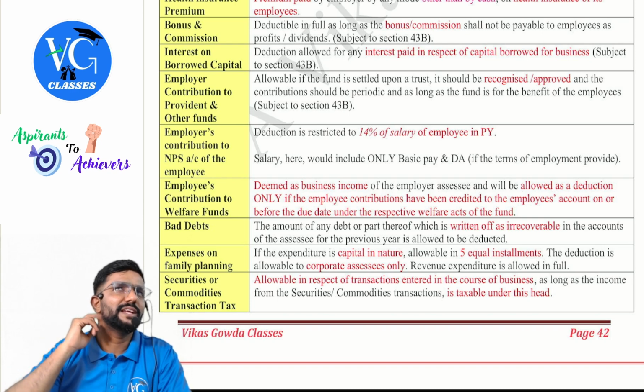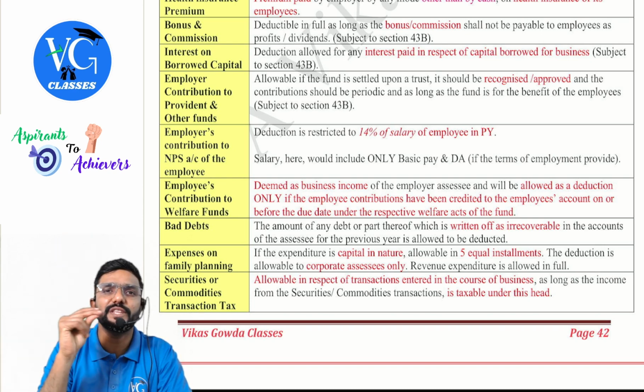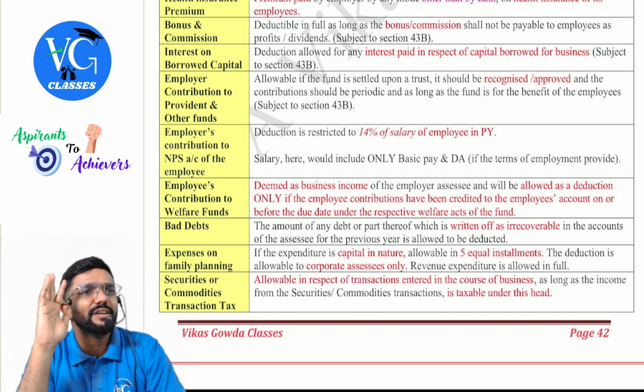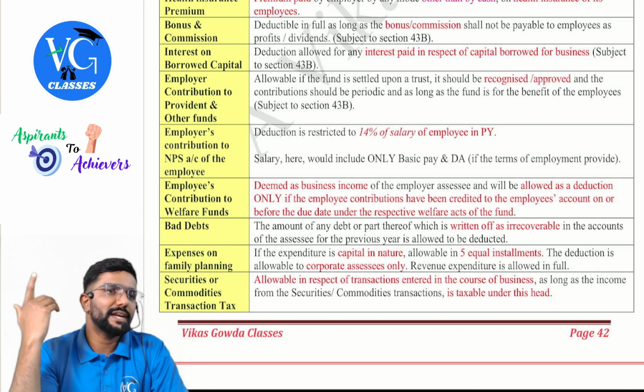Section 43B will give a list of expenses which are to be paid within the due date of filing returns. If you have not paid, no deduction in the current year. Sir, what if I have paid after the due date? Claim it in the next year.